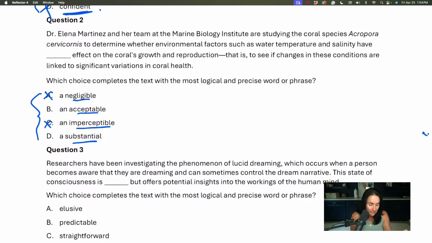That gives us down to B and D. Again, let's have a look here. Dr. Elena Martinez and her team at Marine Biology. And you know what? It's all one sentence here. I might have started. Let's see. I'm going to start here.